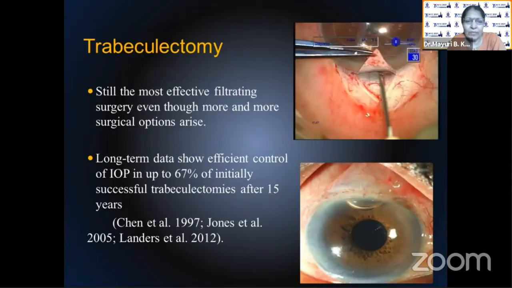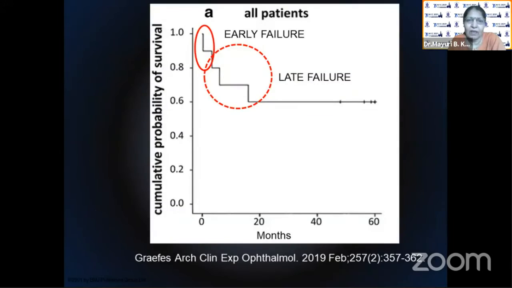Trabeculectomy is still the most effective filtering surgery, even though more and more surgical options are arising these days. The long-term data show efficient control of intraocular pressure in up to 67% of initially successful trabeculectomies after 15 years. This study has shown that.